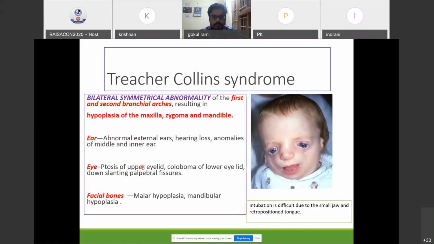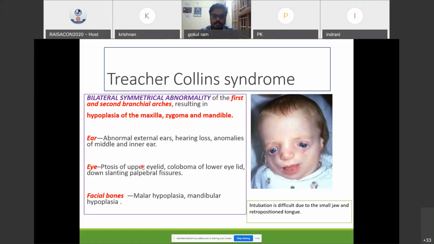Tell me something about Treacher-Collins. Sir, Treacher-Collins syndrome is mainly associated with hypoplasia of the maxilla, sir. No, you have to be very specific. It is a bilateral, symmetrical abnormality, mainly due to hypoplasia of the facial bones, mainly the maxilla and mandible, sir. Even the zygoma is also involved, sir. And the patient might also have associated eye and ear problems, sir.